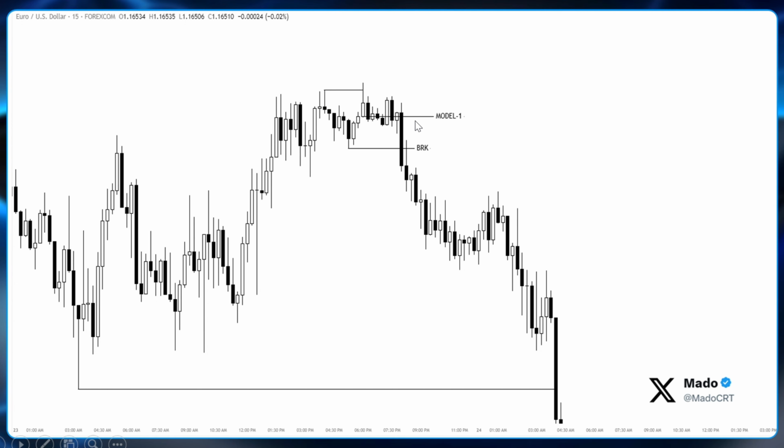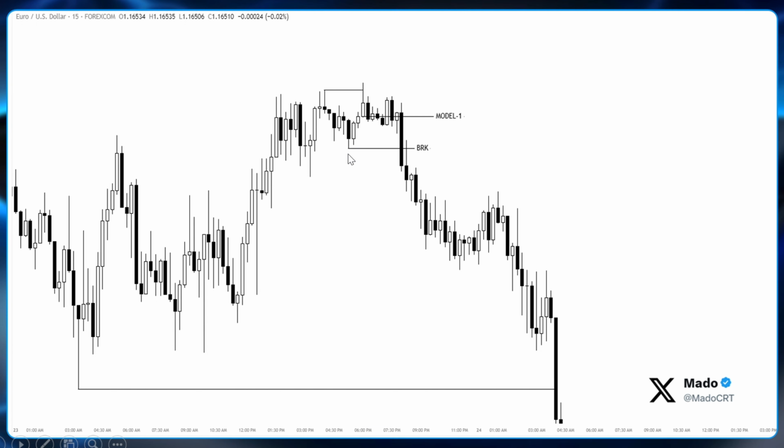Now, after that rejection, we move into the Model 1 phase. Here, the order block forms right after the turtle soup. You'll see market close below this specific candle that purged liquidity. That's your first structural confirmation of strength. If you're a Model 1 trader, this is your zone. It gives you that early but logical entry with tight risk.